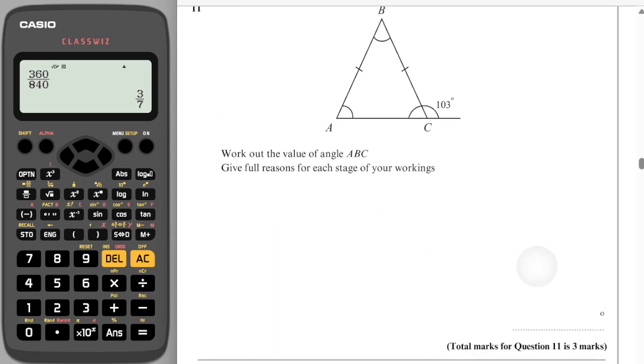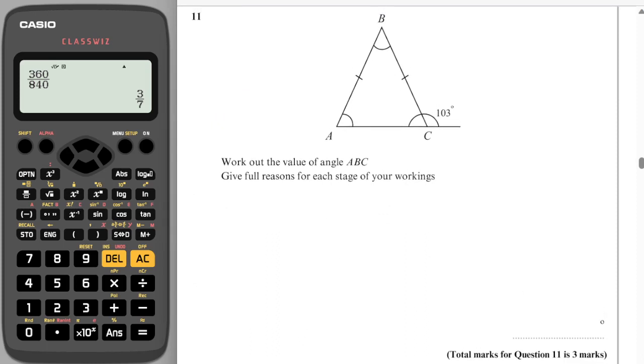Okay, question 11. Work out the value of ABC, so I'm actually after this angle here. Giving full reasons for each stage of your working. Okay, so I'm going to start by saying BCA is going to be equal to 180 minus 103. So that's going to be equal to 77.